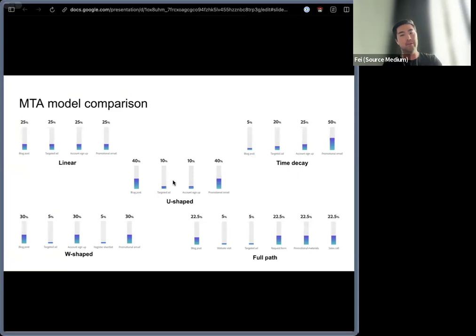A full path is probably not really necessary for most brands, but this gives the most credit to the first touch, the lead capture, and some kind of activating or key pre-purchase event, like adding to cart, right? And then the last thing being the actual purchase.